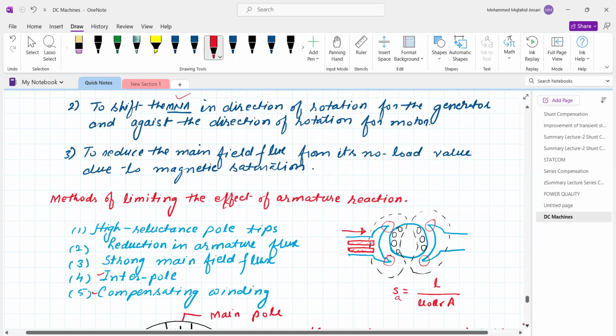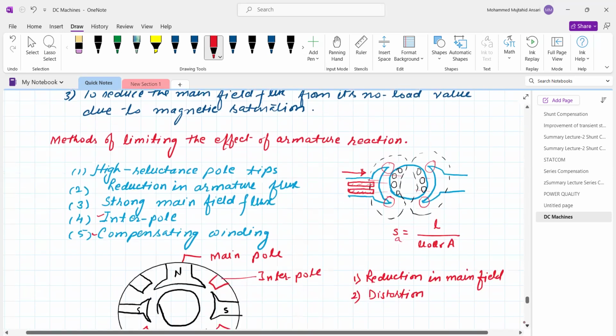So the reluctance will be more, and when the reluctance is more, the creation of magnetic flux will be smaller, and hence the armature reaction. The third point is the strong magnetic field. If you produce a strong magnetic field by the main pole, definitely it is not going to be affected by the armature flux. And interpoles: we are going to mount some poles in between the main poles. Suppose this is the north and south pole, the main poles. We are putting some poles in between to maintain the uniform flux distribution over the air gap.